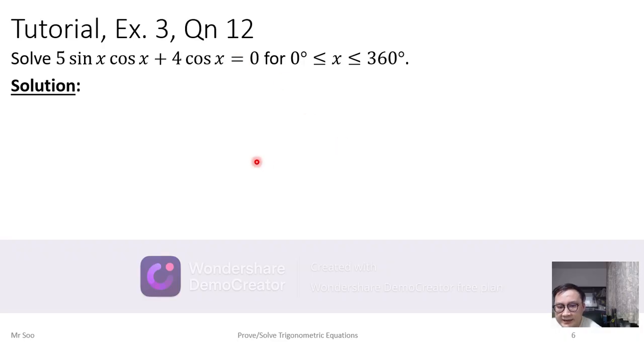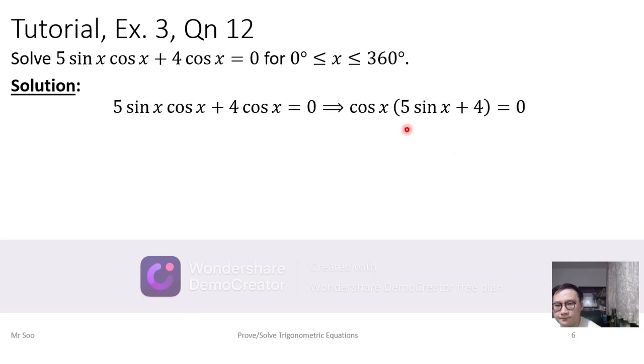There is no sine square x, no cosine square x, no cosine 2x, no sine 2x. So it's quite straightforward, and we don't need to use any form of identity. In fact, if you relate to your EMF, think of the word that starts with F. F stands for factorize, because cosine x is common. If we pull out cosine x, we have 5 sine x plus 4 equal to 0.